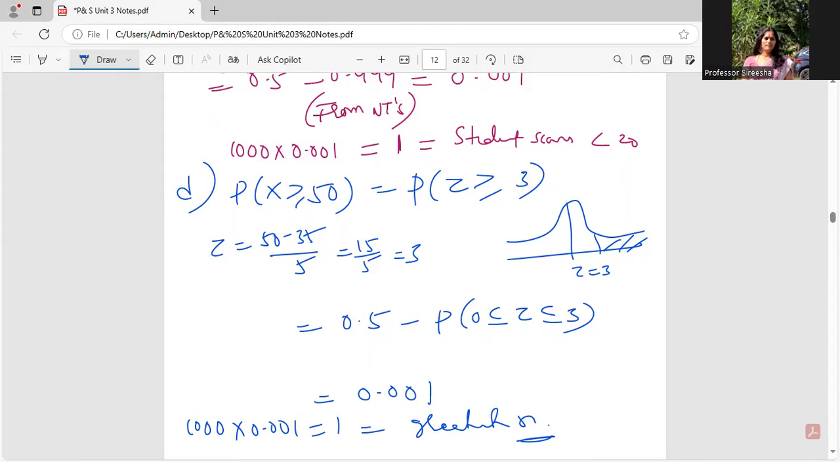This is how I'll find it. I'll convert things from a normal variate to standard normal variate Z and bring everything under the normal distribution curve and solve it like this using normal distribution tables, which makes my job easy.